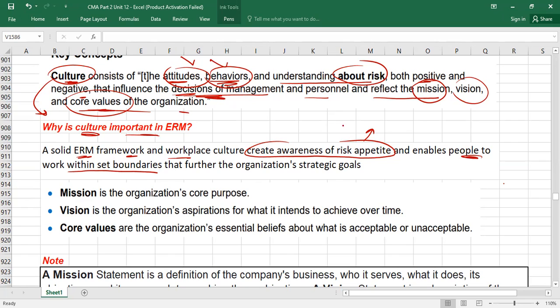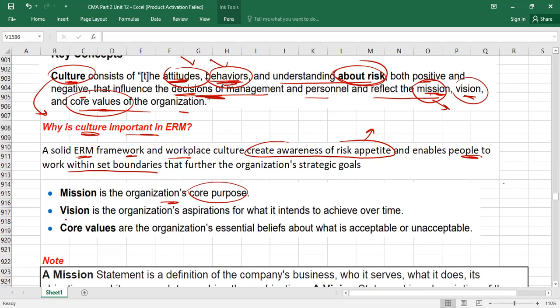Now, why do we need to set the attitude and behavior of the people, and affect their understanding about risk? The reason is that we want to achieve the mission and vision. What is mission? Mission is the organization's core purpose. In simple words, whatever current objective you are trying to achieve is your mission. For example, if you are a CMA student, your mission is to pass CMA. It may take a couple of months or years.